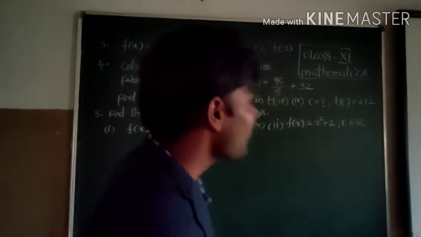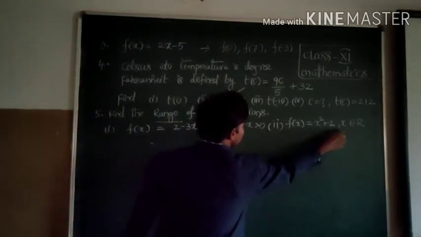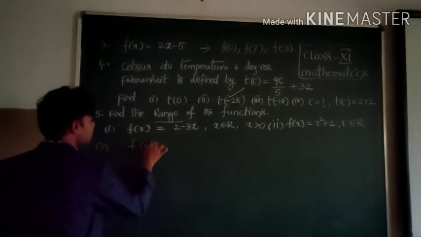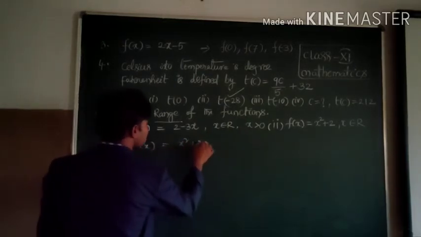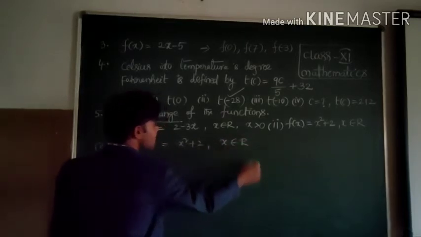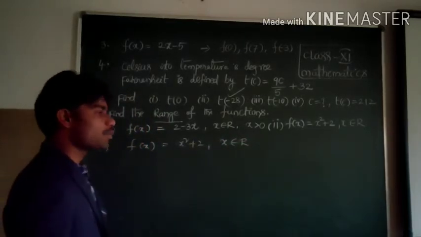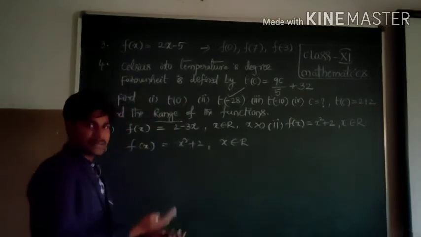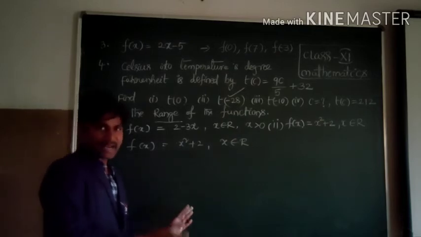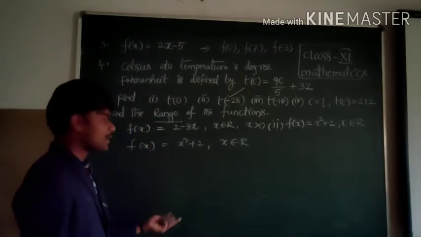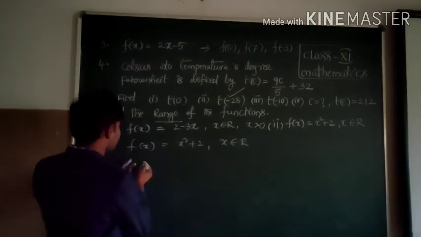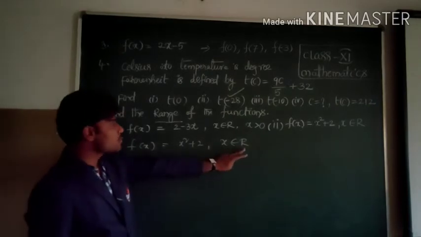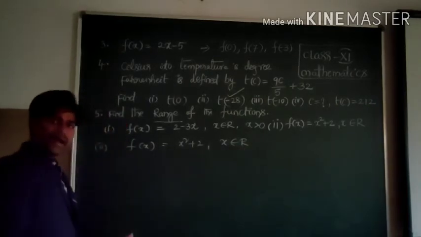The second one is f of x is equal to x square plus 2, where x belongs to R. That means x is a real number. So you can take 0, positive values, negative values, and some fractions also. Real numbers means all the numbers, rational and irrational, come under real numbers. So the given function is f of x equals x square plus 2, where x belongs to R, and you need to find the range.